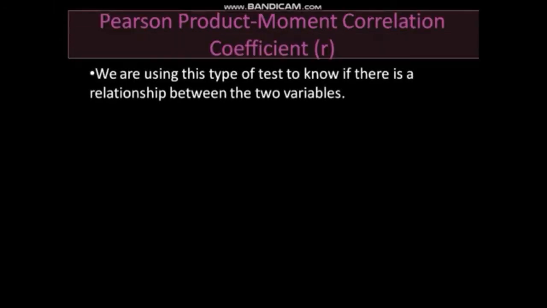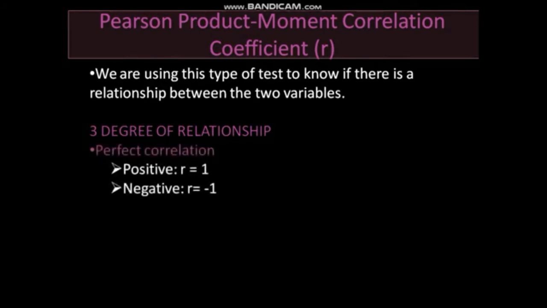So now, let's have here the Pearson product moment correlation coefficient or Pearson r. We are using this type of test to know if there is a relationship between the two variables. So we have 3 degrees of relationship: the perfect correlation, which in positive r is equal to 1, in negative r is equal to negative 1.